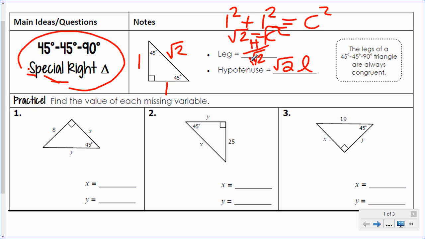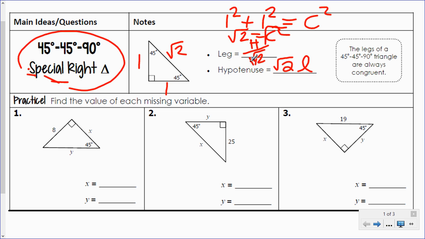Okay? So those are basically your two relationships. The leg of a 45, 45, 90 right triangle is equal to the length of the hypotenuse divided by square root of 2. And the length of the hypotenuse is equal to the square root of 2 times the leg. And again, we can use those for any 45, 45, 90 right triangle. So let's look at some examples.